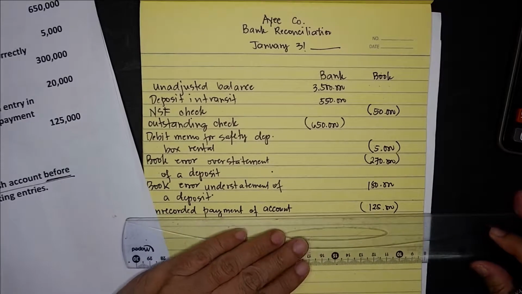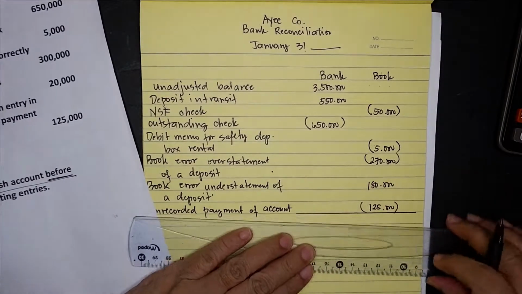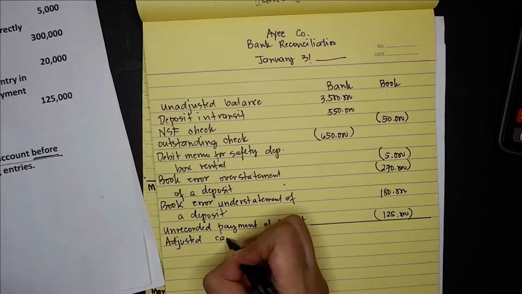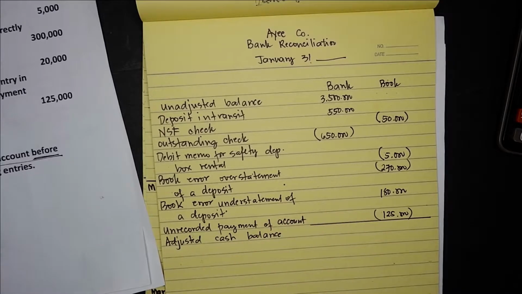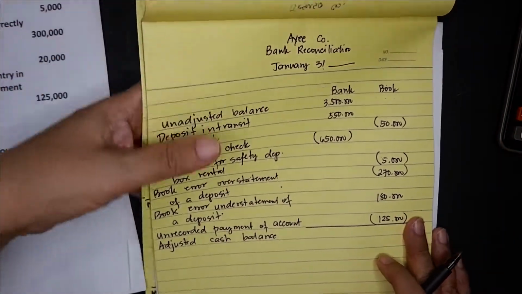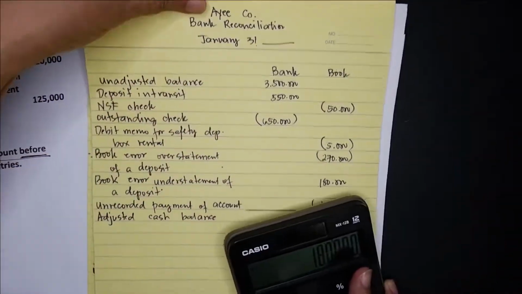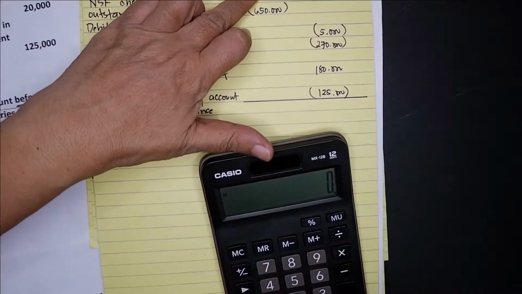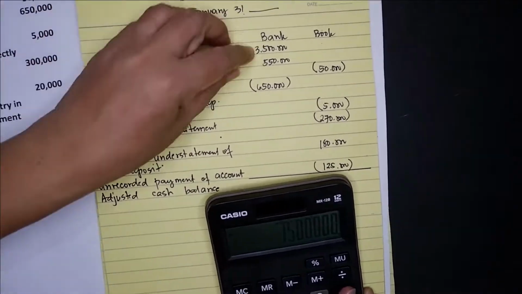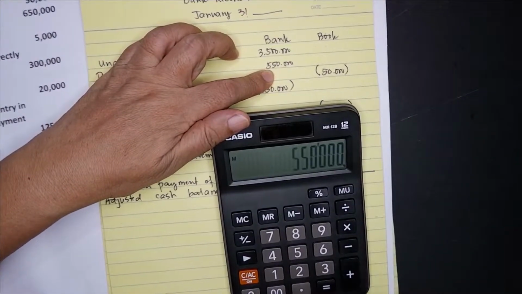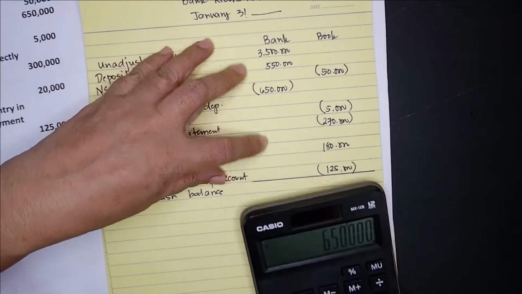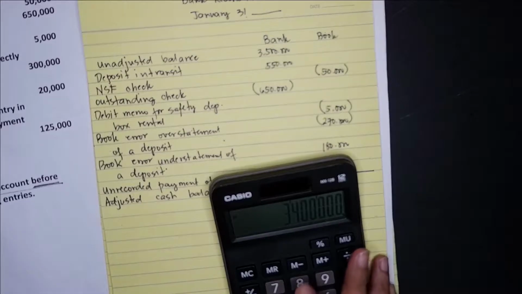Okay, so let us now get the balance. So we have the adjusted cash balance. Since we don't have any reconciling item with the bank anymore, that is the adjusted balance per bank. So we have 3,500,000 plus 550,000 minus 650,000 equals 3,400,000.